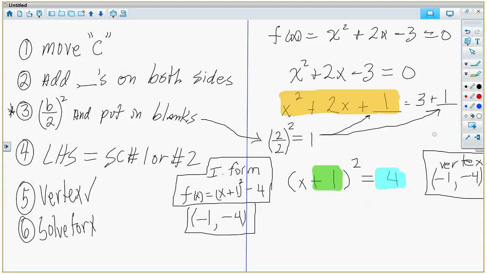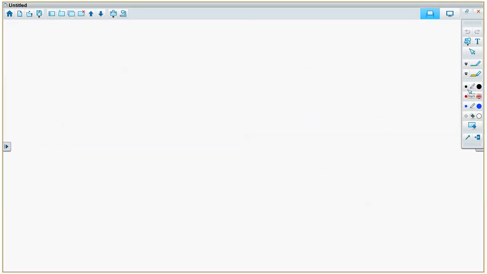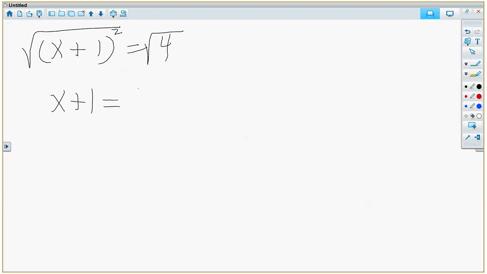Take the square root of both. So I'm going to take my handy dandy page and start over up here. I'm going to say x plus, what was it? X plus what? 1, quantity squared, is equal to 4. And I'm going to take the square root of both sides. That's going to give me x plus 1 is equal to positive or negative 2. And then x is equal to positive or negative 2 minus 1.